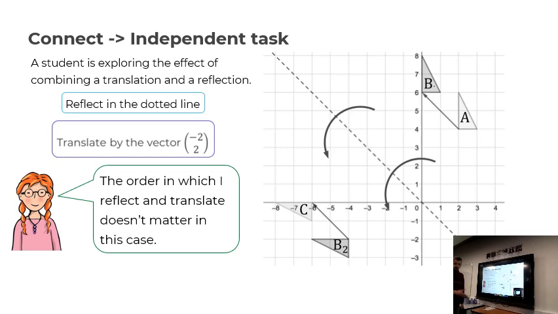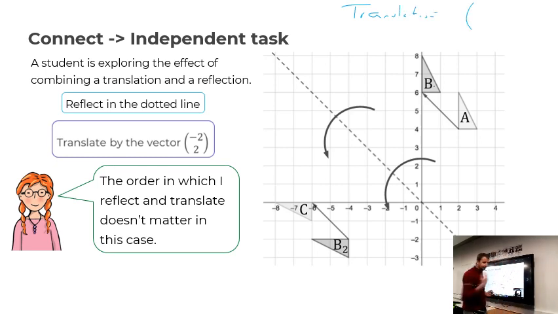Okay, so in the previous slide, it didn't matter whether you reflected first or translated first. The aftermath is the same. Here, we're going to change the order. So for the first one, I've got my A, and I'm going to do a translation first. So the translation is negative 2, 2.